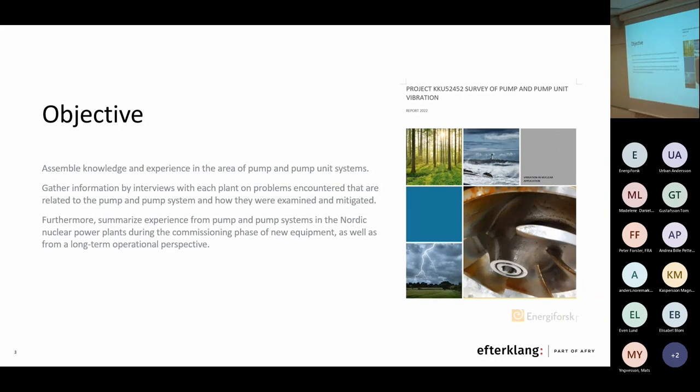So this work, why do we have this work? First of all, pumps are a very common component in the nuclear power plants. And it's a machine which needs to be there in order to, for instance, cool the process. And it's a critical component and which also has a lot to do with safety perspectives. And there are a large number of pumps. I will go into that in more detail later on.